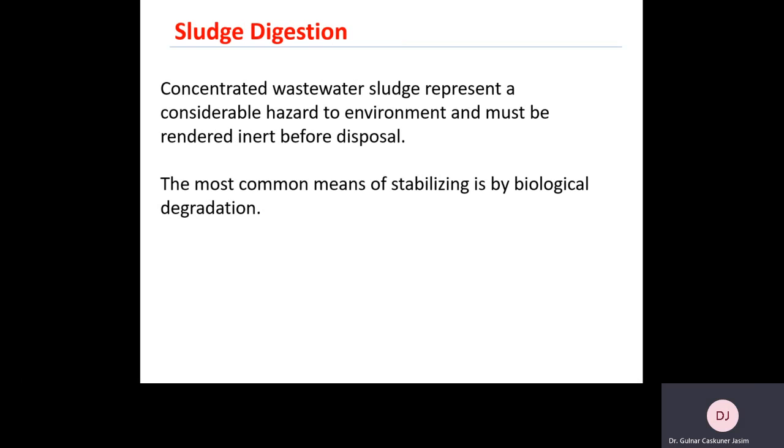Concentrated wastewater sludge represents a considerable hazard to the environment and must be rendered inert before disposal. So the most common means of stabilizing is biological degradation. To get a stabilized sludge, we need to use a biological degradation process.